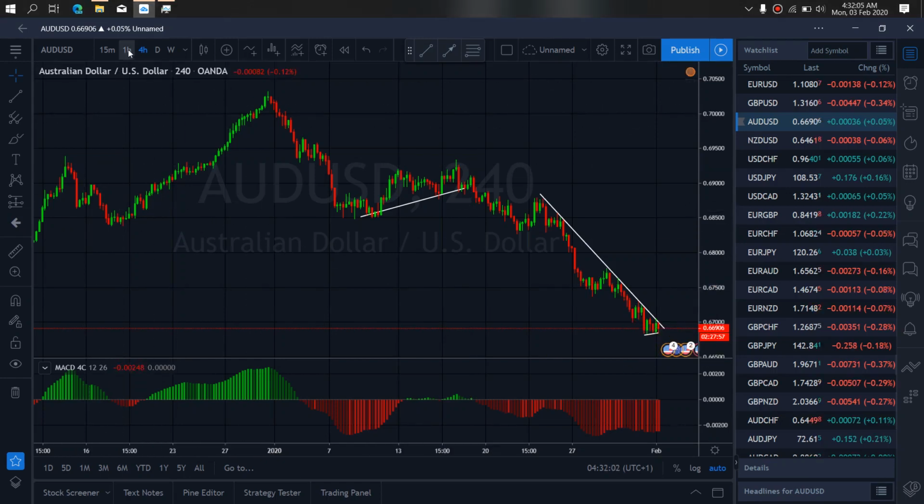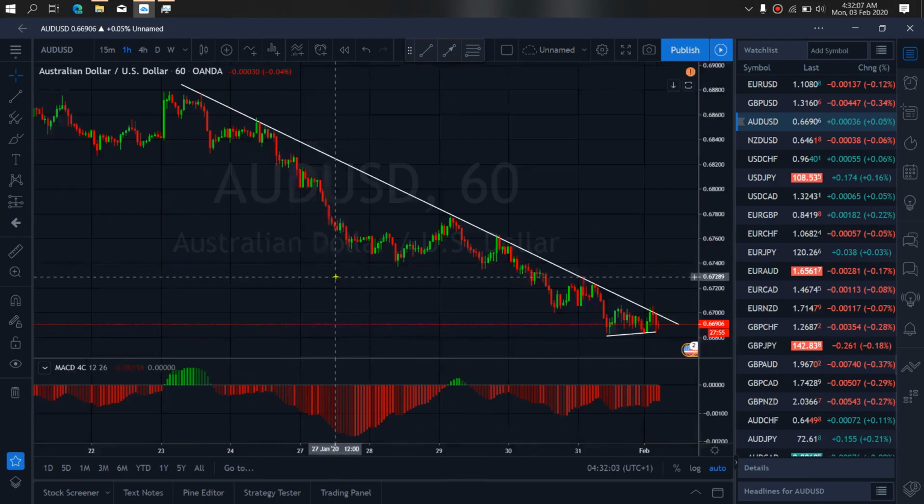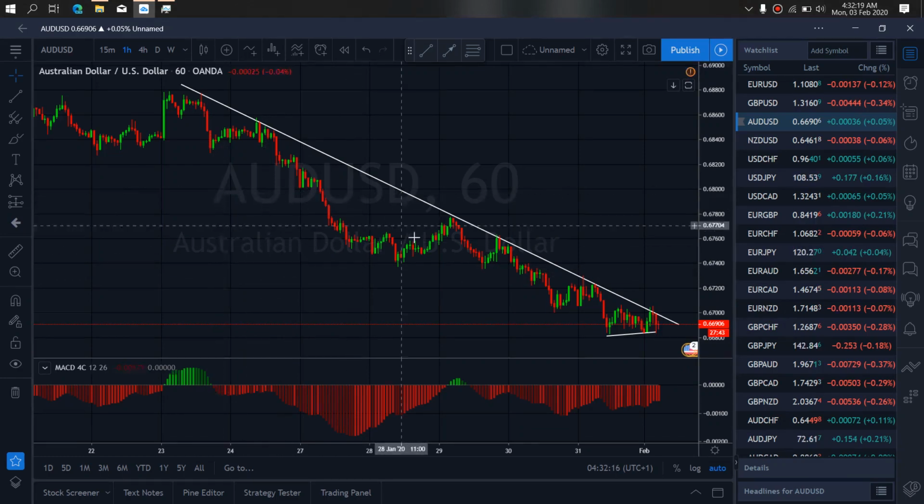So if we zoom to 1 hour, what to watch for is already a flash for that drop to retest the daily low before they come back up with the buy setup to the upside. So watch out for this buy after this retest this week on Aussie Dollar.